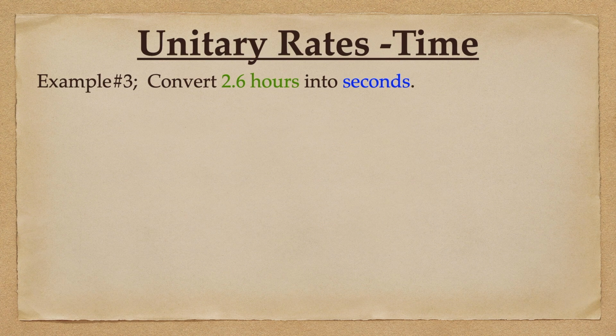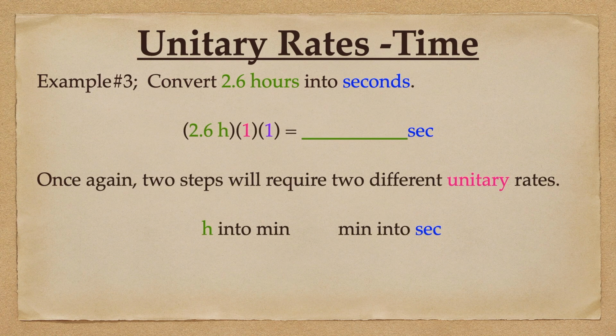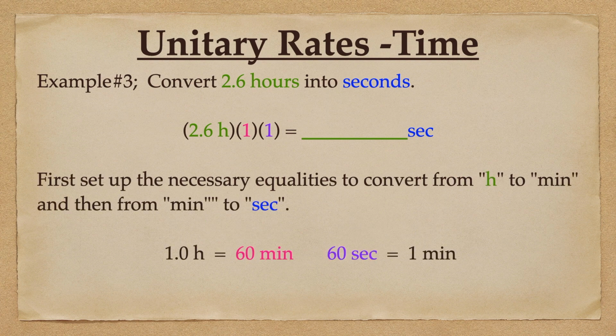In our third example, we will convert hours into seconds. Using time units instead of distance units, again, will require 2 steps, 2 different unitary rates. First, converting hours into minutes. Second, converting minutes into seconds. Of course, the equalities: 1 hour equals 60 minutes, 1 minute equals 60 seconds.